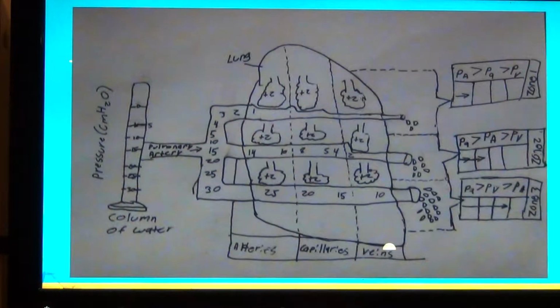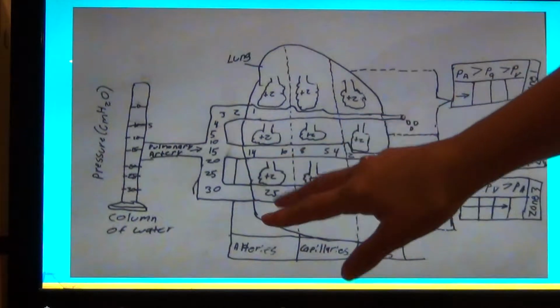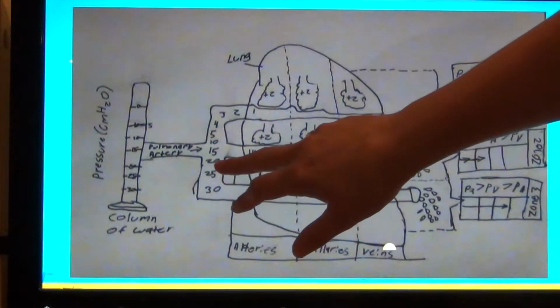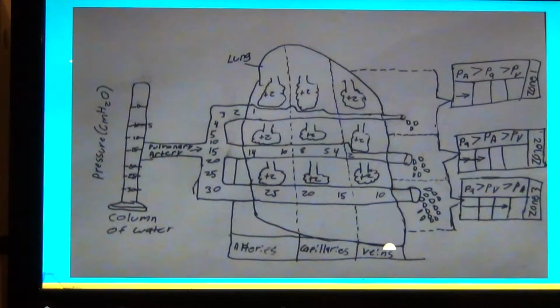And then this is just a hand-drawn illustration I did. It is just an illustration that covers what we just went over. This is zone 1, zone 2, and zone 3. And over here, remember that analogy that we talked about? If you took a column of water that was 30 centimeters of H2O, it would equal out.